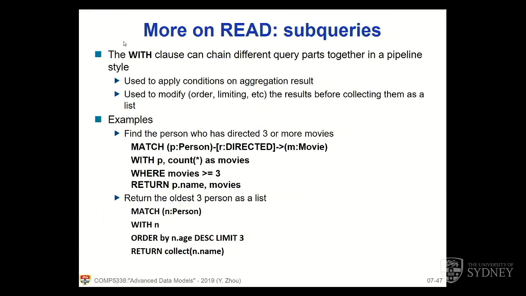So we can use the WITH clause, doing a similar thing as WITH in SQL. It's mostly used to apply conditions on aggregation results. Once we've done aggregation and found some result, we can use that result as a condition to do further filtering. Or it can be used for modifying, like ordering or limiting the result before collecting them as a list.